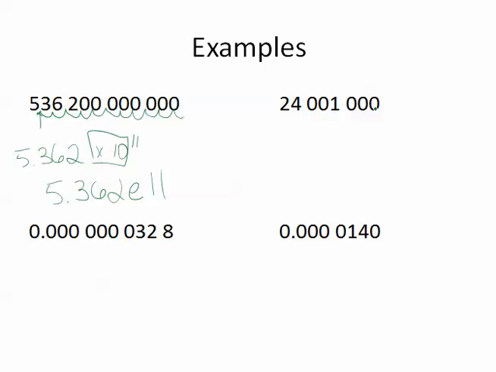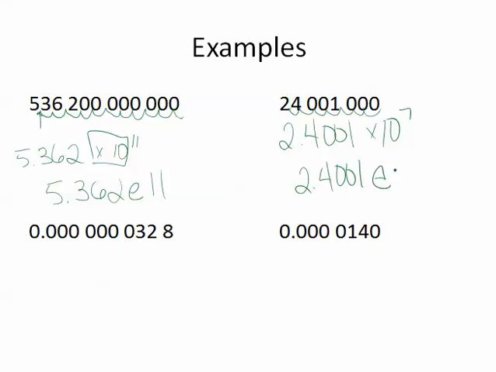You should have ended up with the number 2.4001 times 10 to the power of positive 7 because we needed to move our decimal 1, 2, 3, 4, 5, 6, 7 places. And again, if we needed to express this number in either calculator or WebAssign notation, it would have been 2.4001E7.